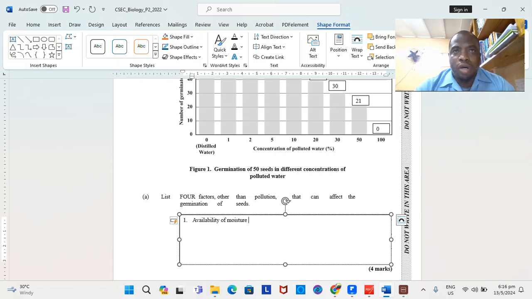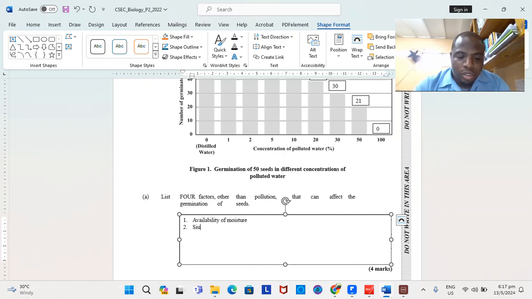And so we know that water is needed to dissolve the stored food. The food that is stored in the cotyledon would need to be dissolved so that the seed can utilize it. Dissolved food needs to be soluble so that the developing seedling can get this food to the area where it is needed. So available moisture, and that would be coming from, in this case, probably the soil. So the soil having the moisture that it needs.